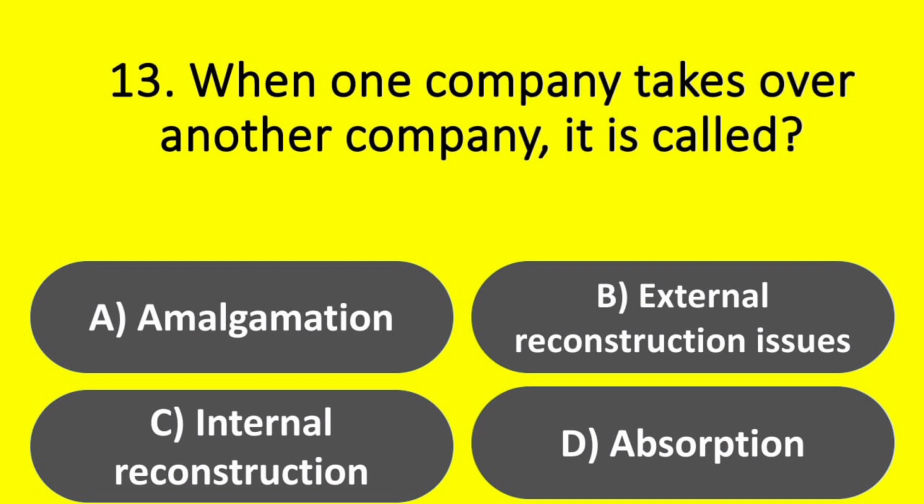When one company takes over another company, it is called option A, amalgamation, option B, external reconstruction issues, option C, internal reconstruction, option D, absorption. Answer option B, absorption.